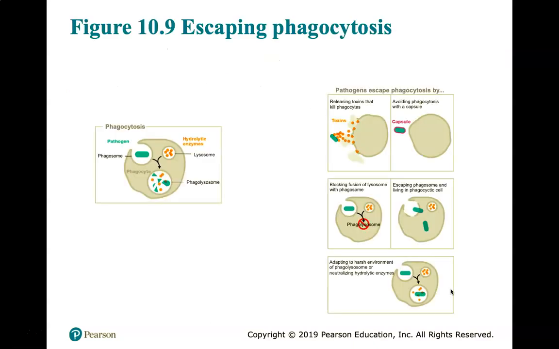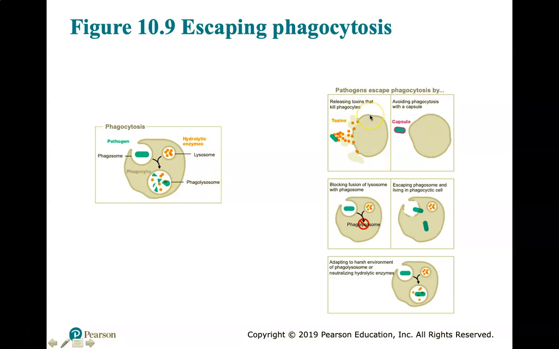Here are some images that I wanted to show you associated with phagocytosis. Here on the left, this is what happens in phagocytosis. The white blood cell, the phagocyte, engulfs the pathogen. This is going to be the phagosome. Here's the lysosome that has the enzymes in it that destroy the pathogen. They combine to create the phagolysosome, and the enzymes chop up the pathogen and just destroy it.